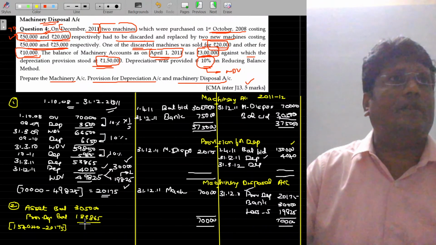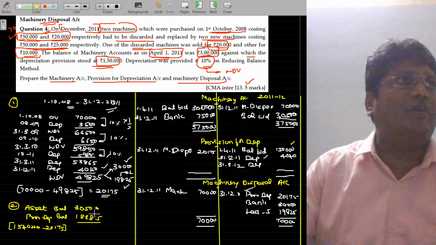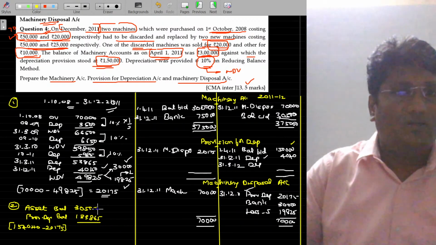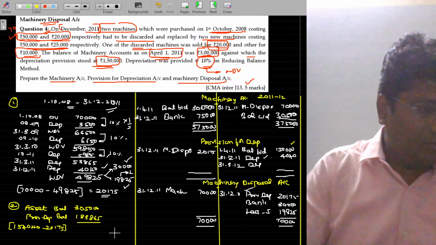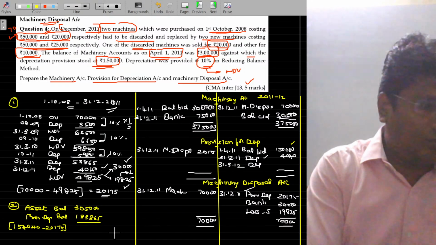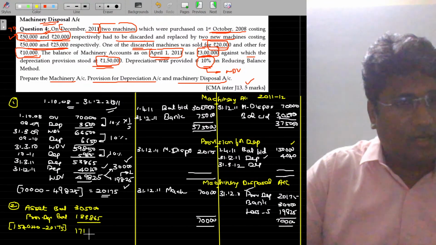WDV value before the depreciation. Once you are aware of the WDV of the assets, you can calculate the depreciation on that. Now, what is the value here? 3,05,000 minus 1,33,865, 1,71,135.